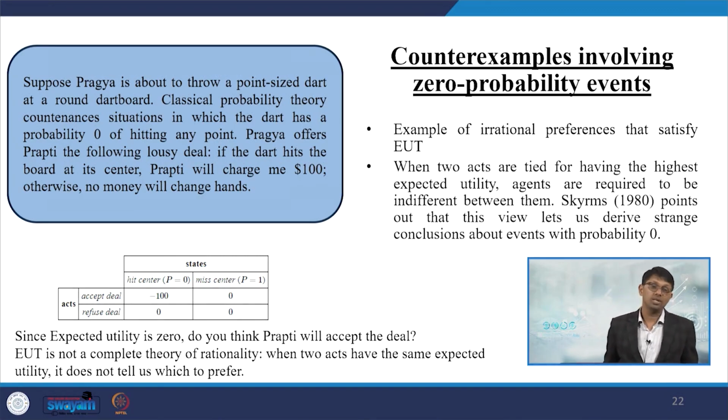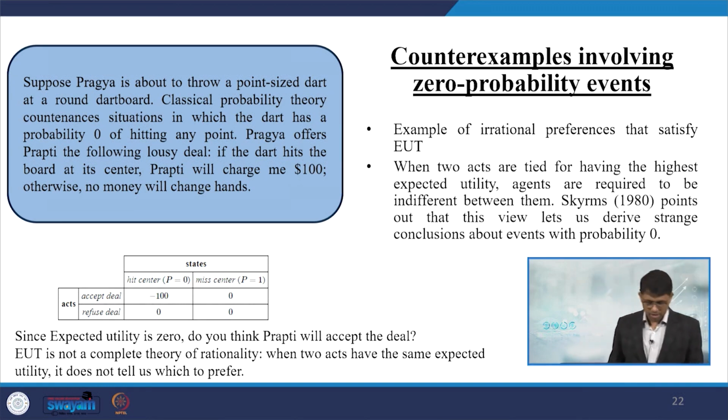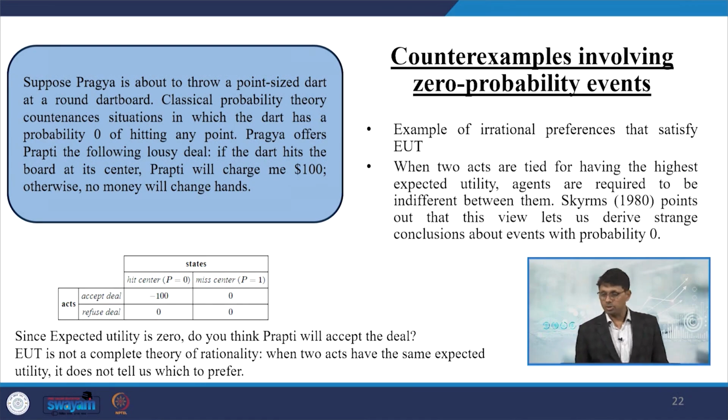EUT, the expected utility theory, is not a complete theory of rationality, because the expected value will be 0. When two acts have the same expected utility, it does not tell us which to prefer. When two acts are tied for having the highest expected utility, agents are required to be indifferent between them. Skyrms points out that this view lets us derive strange conclusions about events with probability 0.